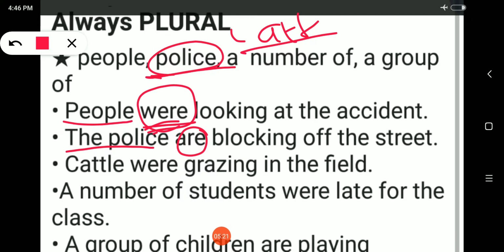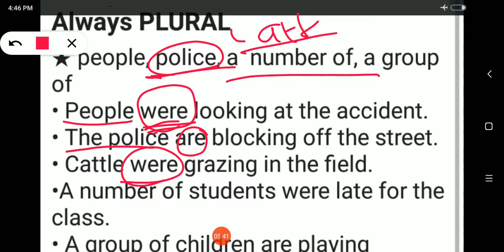So cattle should come here. Cattle were grazing in the field. Their cattle are large in size. Cattle were grazing in the field. Their cattle were large in size. So here we are getting were as an auxiliary verb.